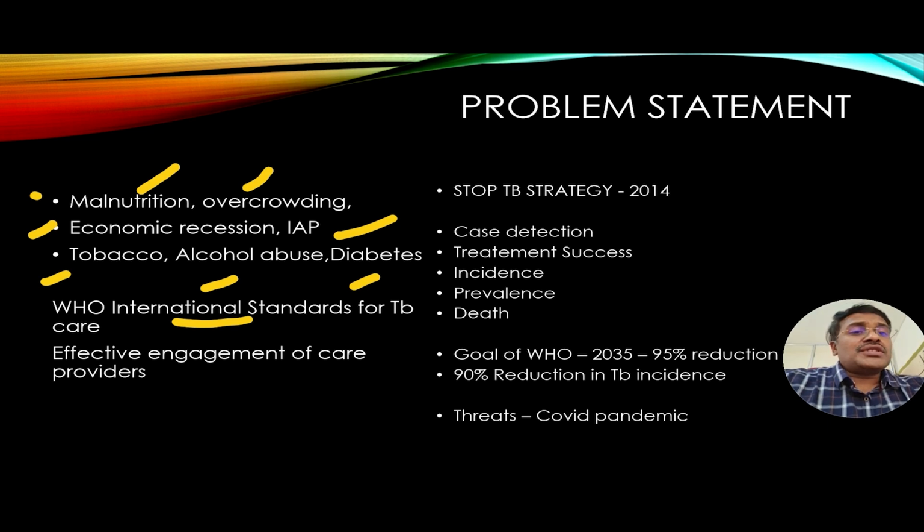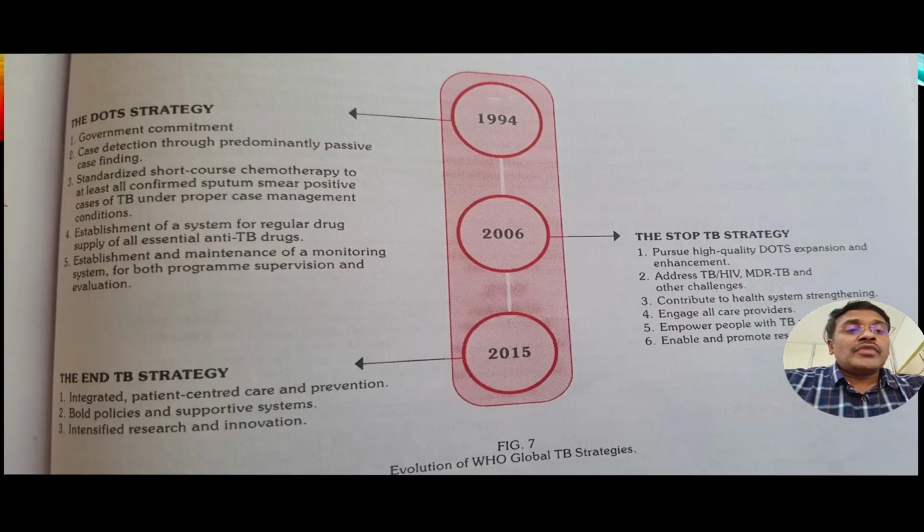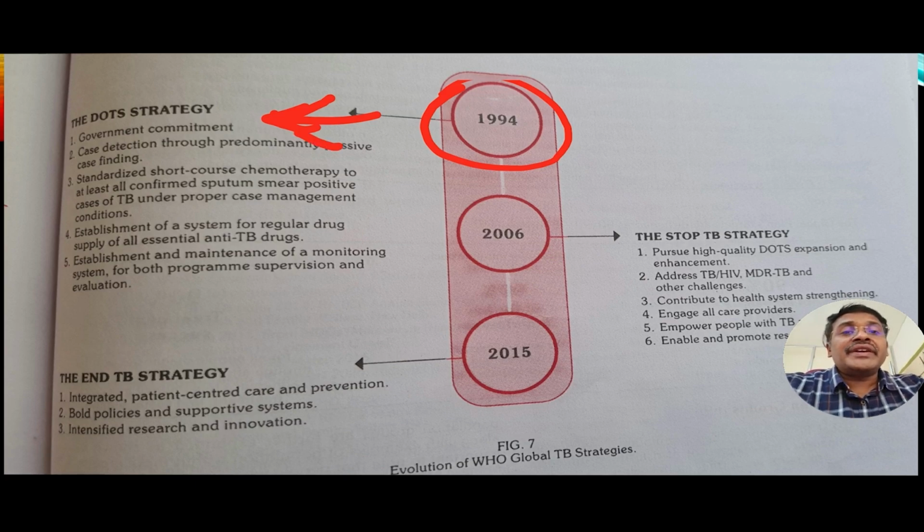See, initially it was the Stop TB strategy. Before the Stop TB strategy, we had the DOTS strategy in 1994. This is government committed case detection through predominantly passive case finding in DOTS, standardized short course chemotherapy to all smear positive cases, establishment of a system of regular drug supply, and establishment and maintenance of a monitoring system for program supervision and evaluation. This is the first thing which happened in 1994, the DOTS strategy.